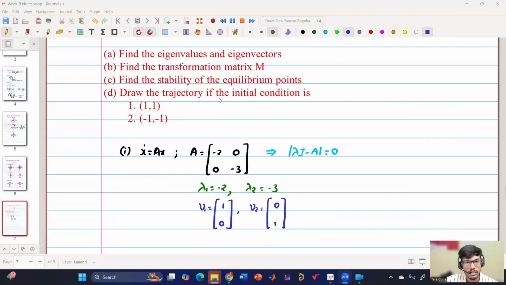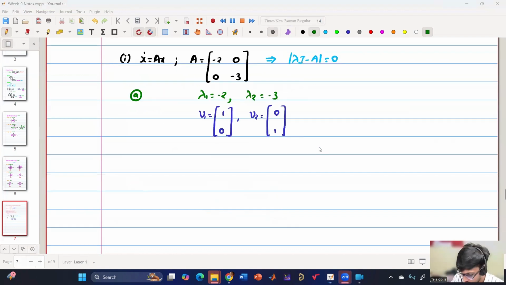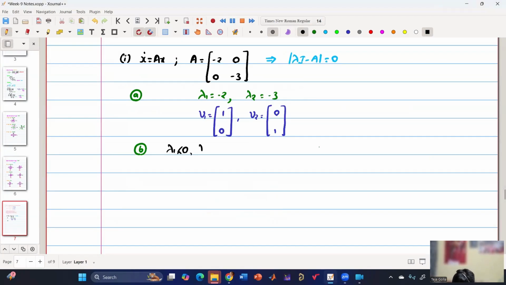Now, can you tell me regarding the stability of the system, whether it is stable, unstable? It is stable. Very good. So for the B part, we know that lambda 1 and lambda 2 both are less than 0. So that's why it is called stable node. So this is not B part. This is actually C part.